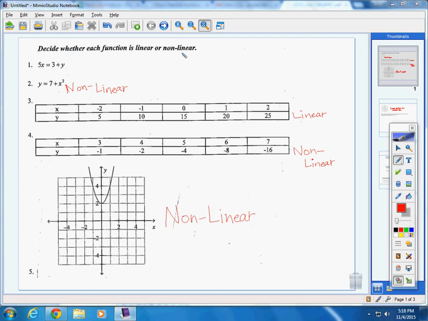Decide whether each function is linear or non-linear. There are multiple ways in which you can go about doing this. For starters, if you look at your equation, you realize there are no exponents larger than 1. Like in number 2, you can see the x is squared here. We don't see any big exponents, so that's a good indicator that it could be linear. But let's prove it. Let's see how we can tell for sure.